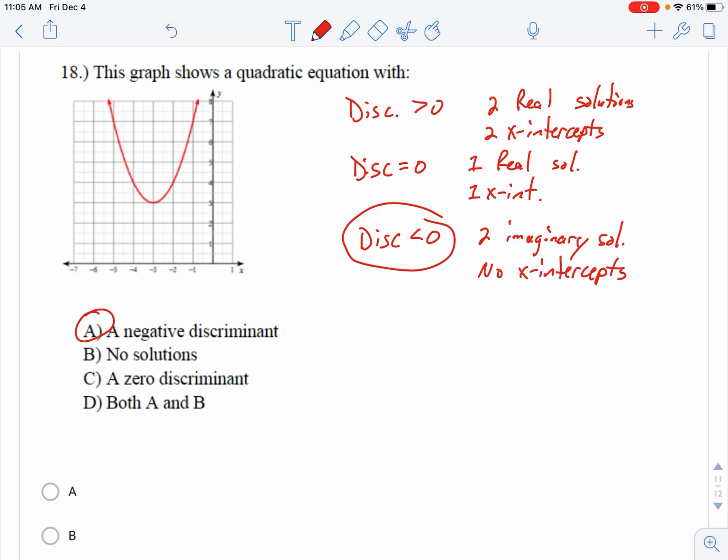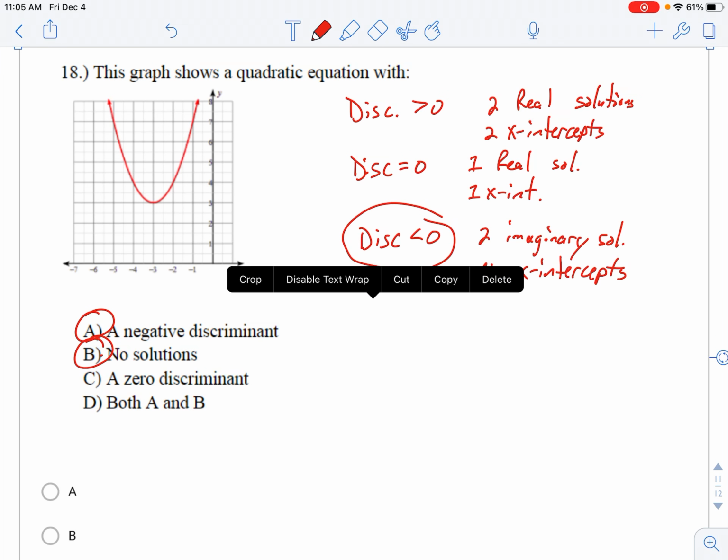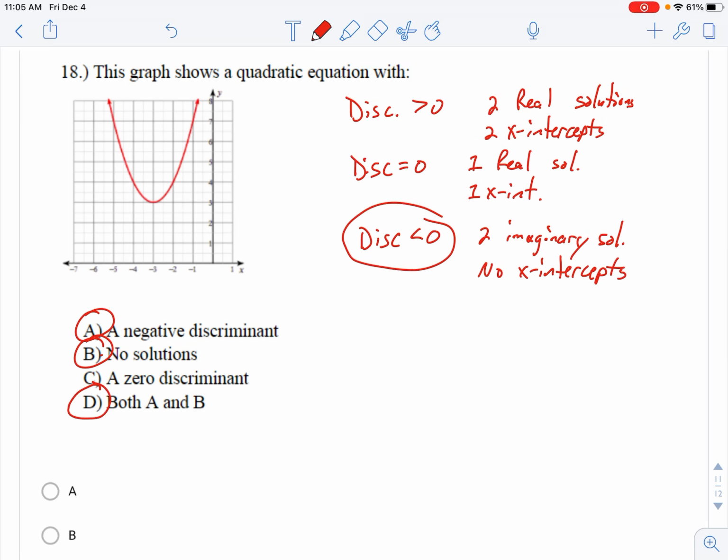So choice A is right? But also, no x-intercepts means there are no solutions. No solutions, no x-intercepts. That means that on this particular problem, D is the right answer, both A and B. The fact that there are no x-intercepts means that this discriminant is negative and there are no solutions.